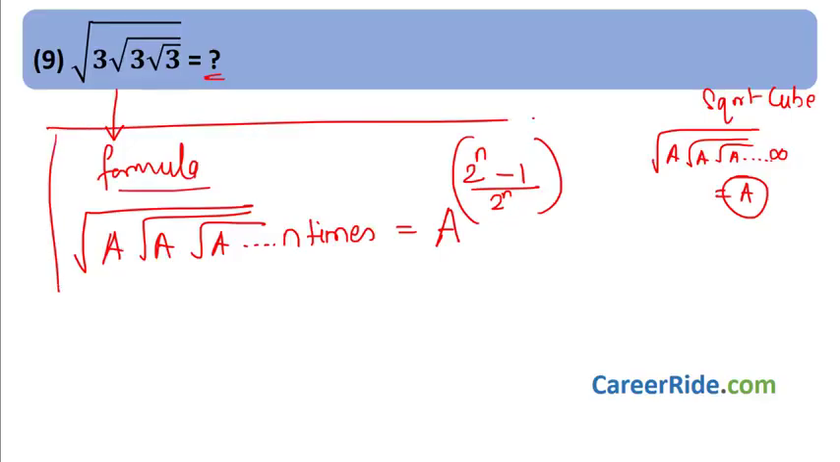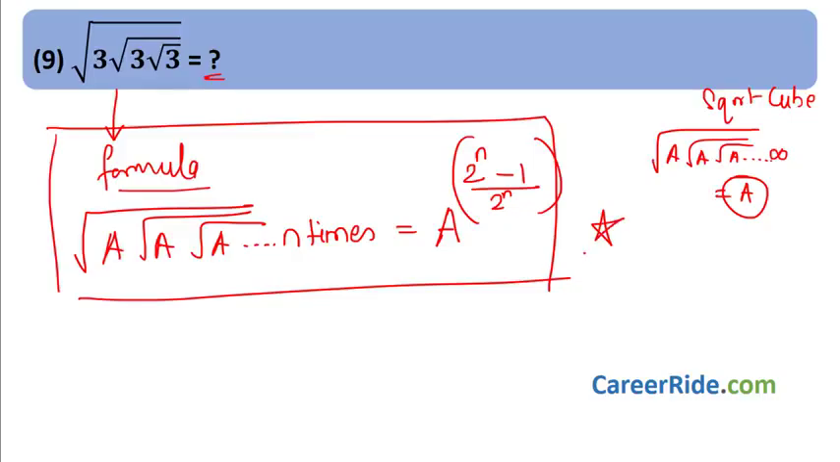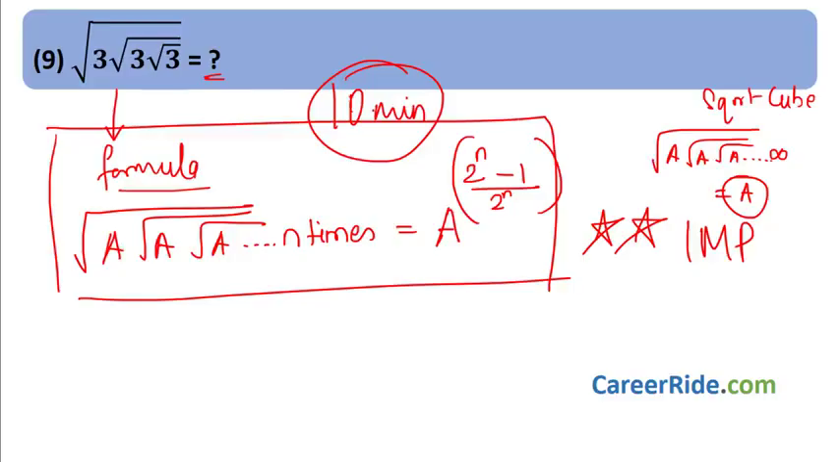Just remember or learn by heart this formula. Generally one sum is asked of such kind. There is a very high probability that such a sum might be asked. This is very important, so spend some time and learn this formula by heart. It will hardly take you 10 minutes to remember the entire formula as well as revise it. Once you learn it by heart, it will remain in your head forever. So if you have n times, the answer is a raised to 2 raised to n minus 1 divided by 2 raised to n.